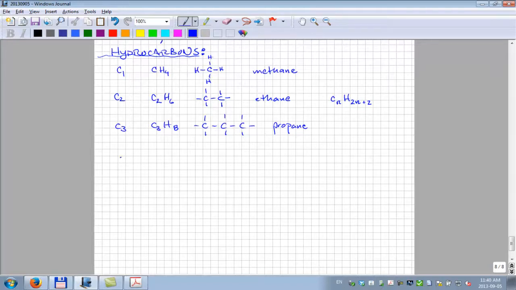And then we've got C4. Let's chain these up. 1, 2, 3, 4, 5, 6, 7, 8, 9, 10. And that rule works again. This is called butane.